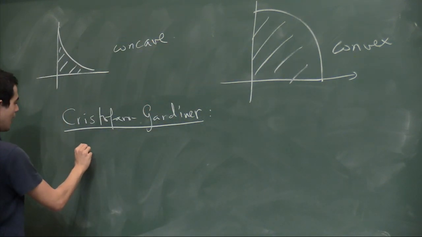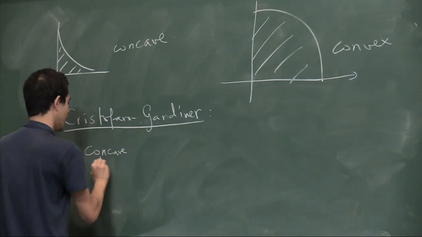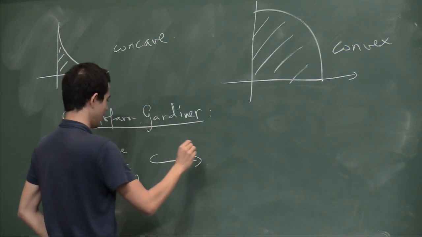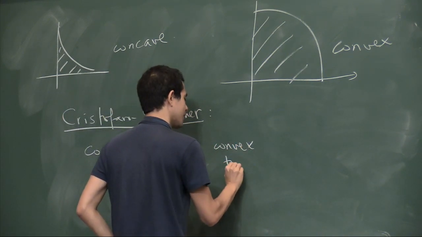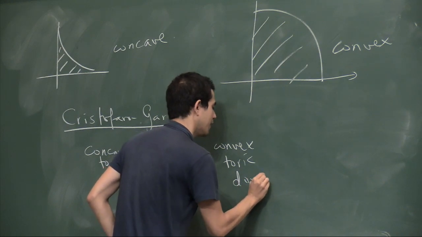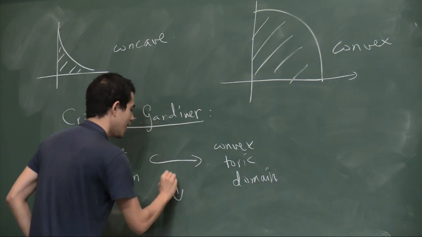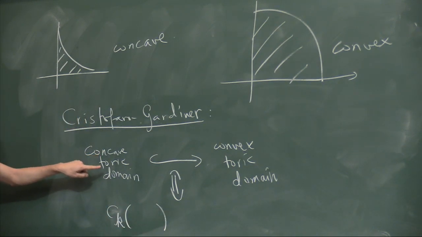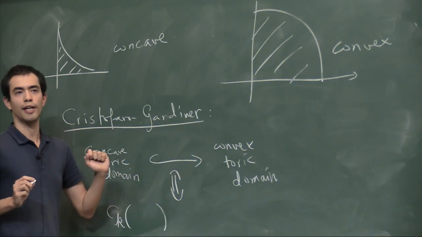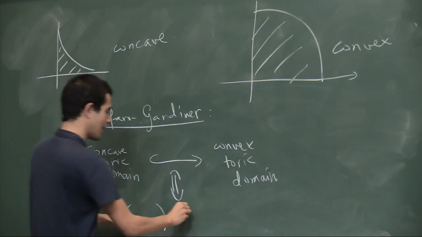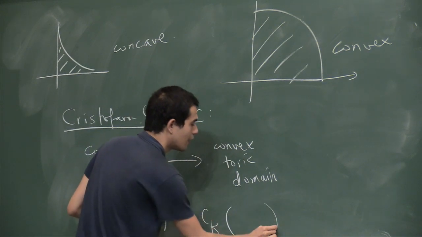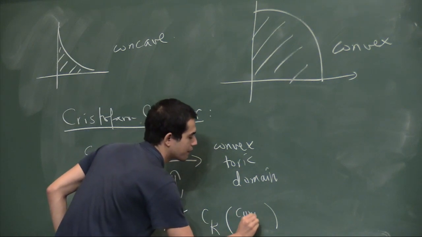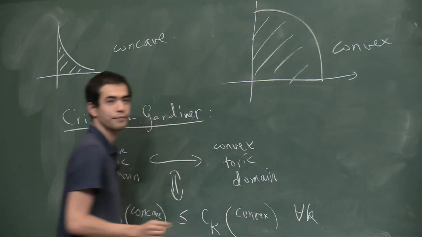So Dan showed that a concave toric domain symplectically embeds into a convex toric domain if and only if the ECH capacities don't give an obstruction. So if and only if the ECH capacities of this one are less than or equal to the ECH capacities of this one, of the concave to the convex, for every k.